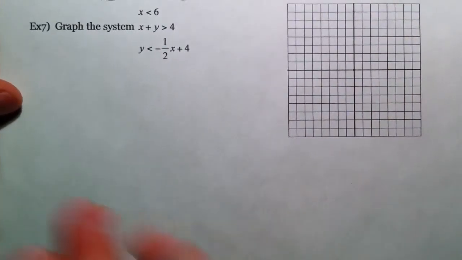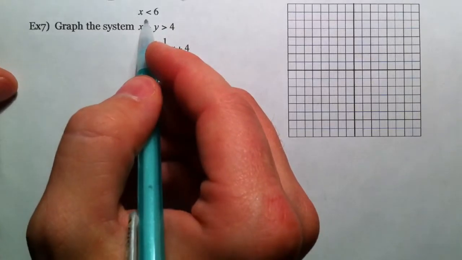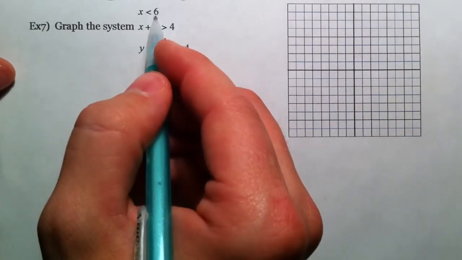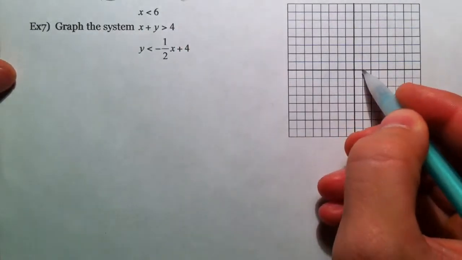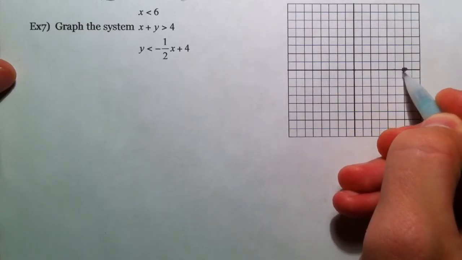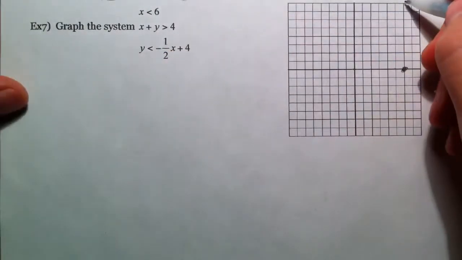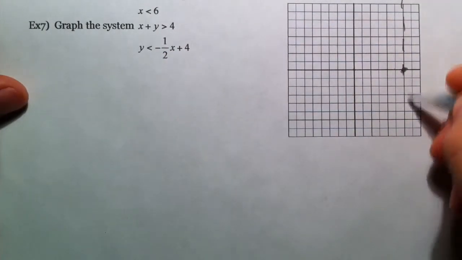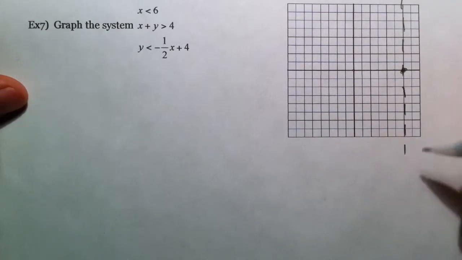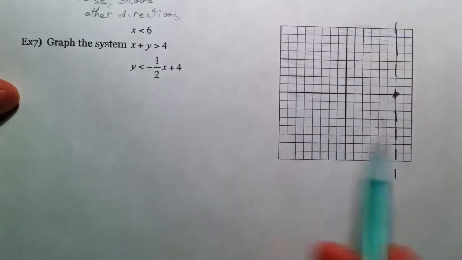So now we have a system of 3 inequalities. X is less than 6. That's an x, so we go 1, 2, 3, 4, 5, 6 to the right, and that's a vertical line. So less than, I'm going to use a dashed line, and I'm going to shade less than. All of the x's that are less than are this way.